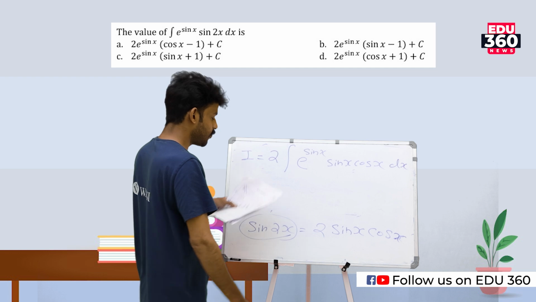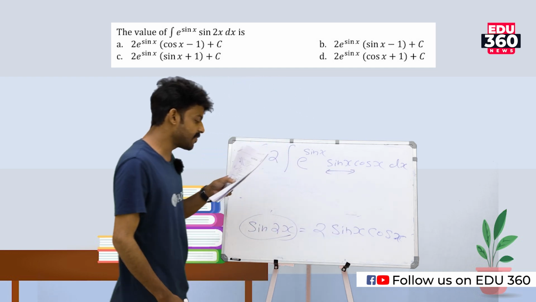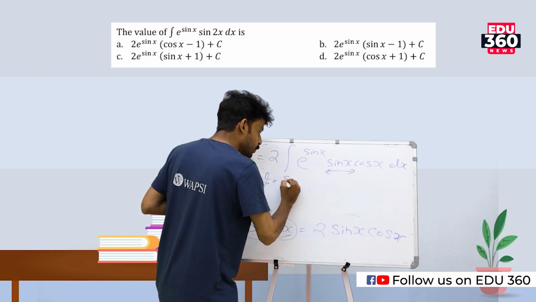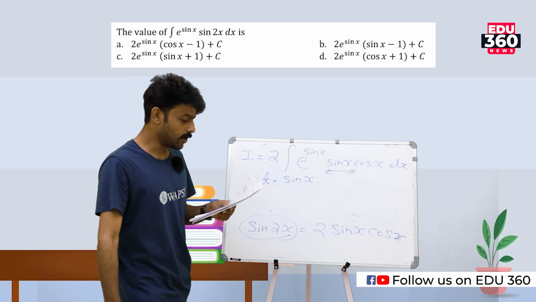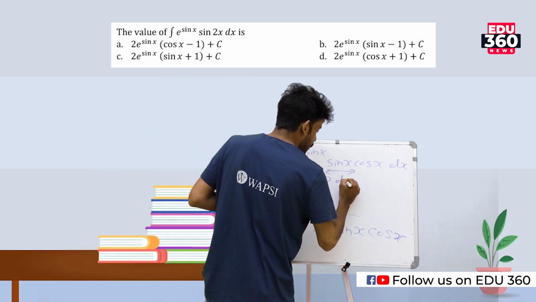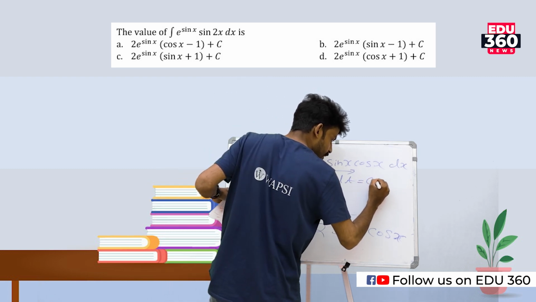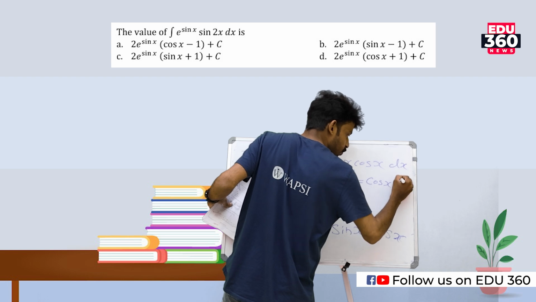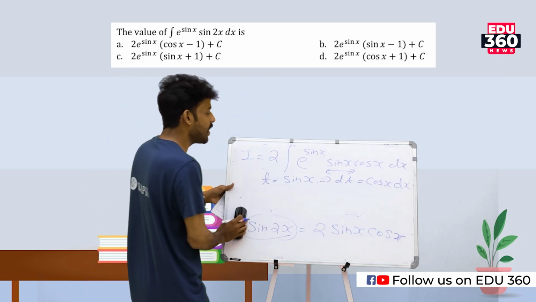Hereafter, look here. For sine x, I'm going to substitute it as t. So t is equal to sine x. What is the derivative? dt will be equal to, with respect to x, cos x dx. So that is cos x dx.